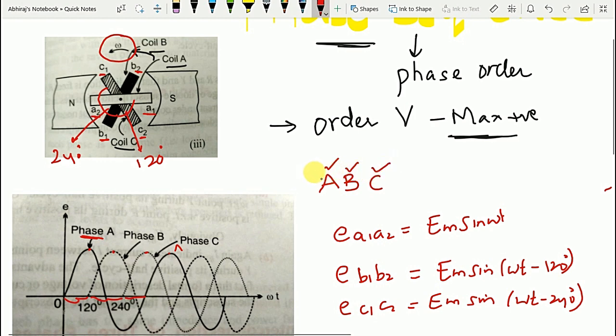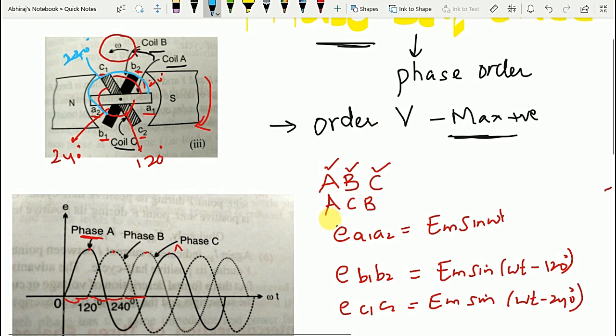Now if the direction of rotation of this alternator is changed, that is, if you make it clockwise, then the order in which the three phases attain their maximum positive values would be A, C and B. When you go in the clockwise direction, first you have coil A1, A2, followed by coil C1, C2 at 120 degrees, and then coil B1, B2, which is 240 electrical degrees from coil A, while coil C is 120 degrees from coil A.